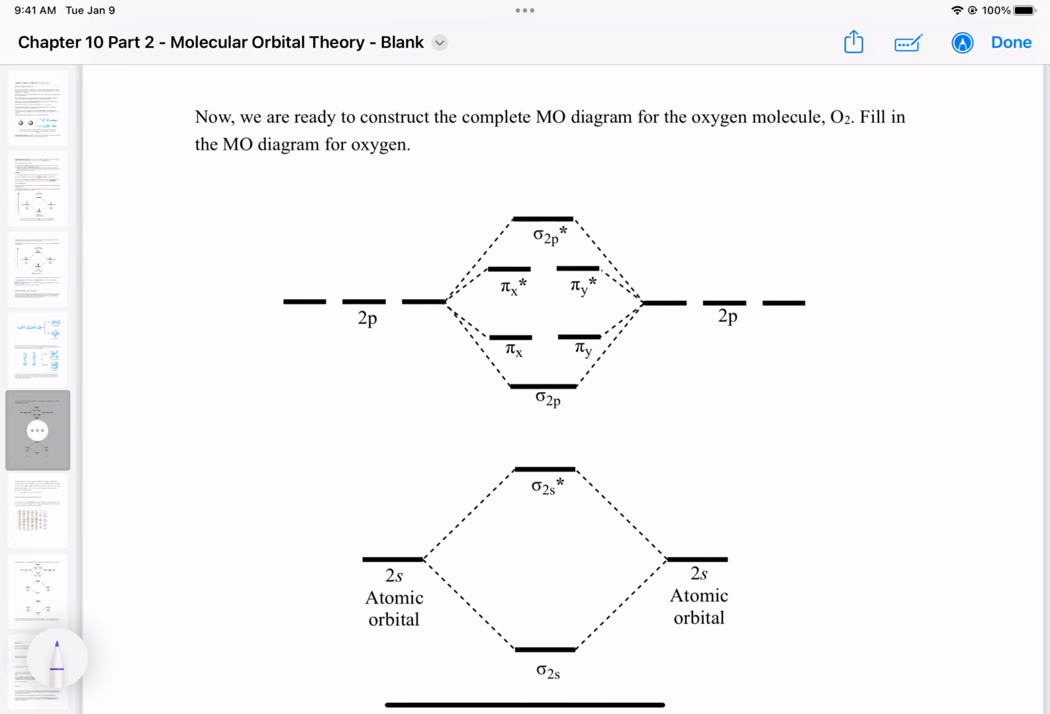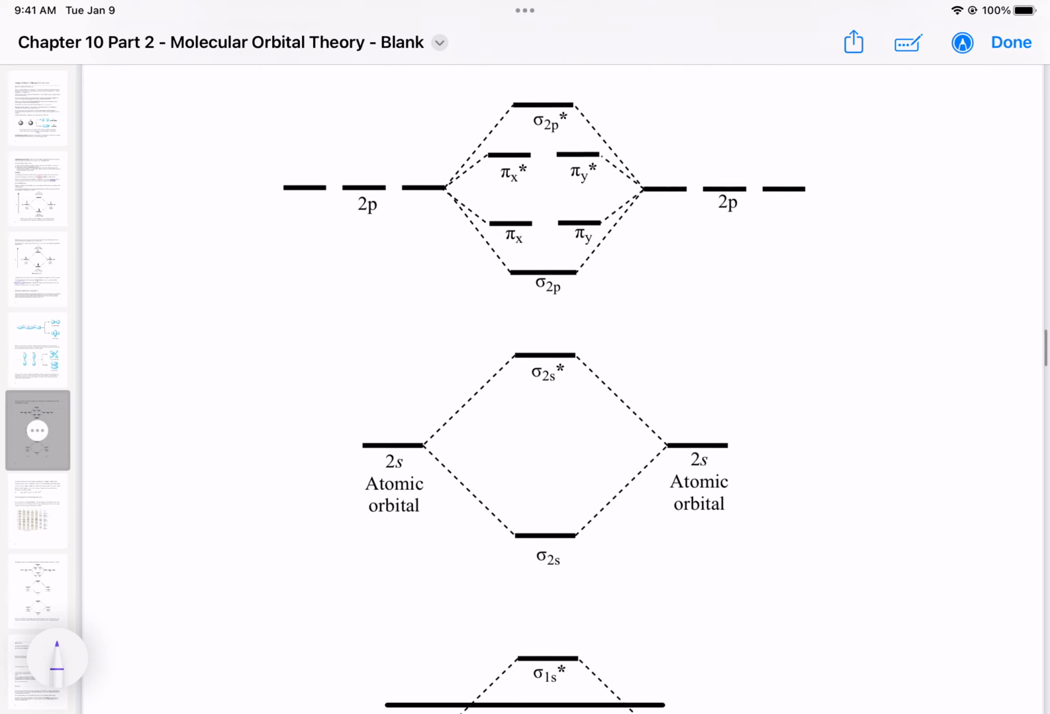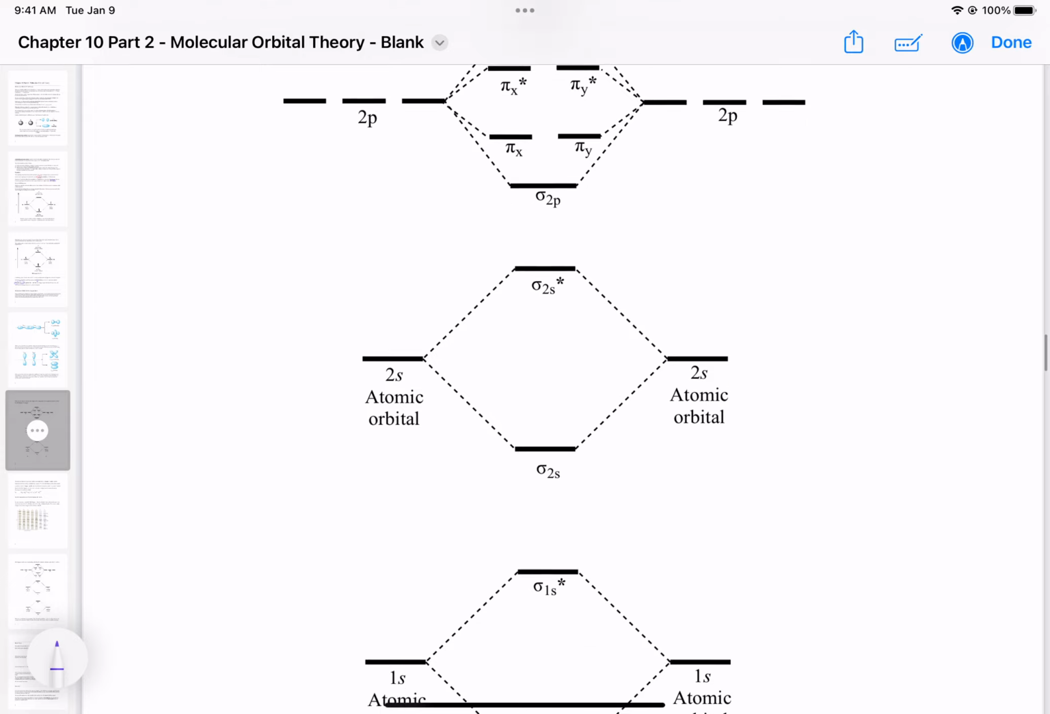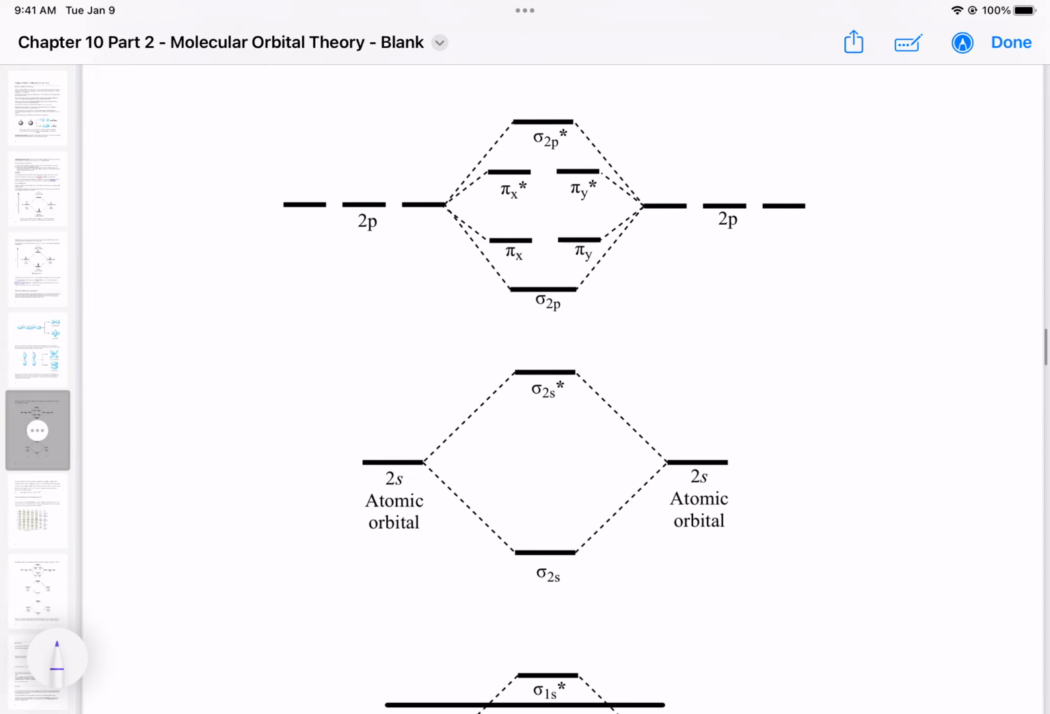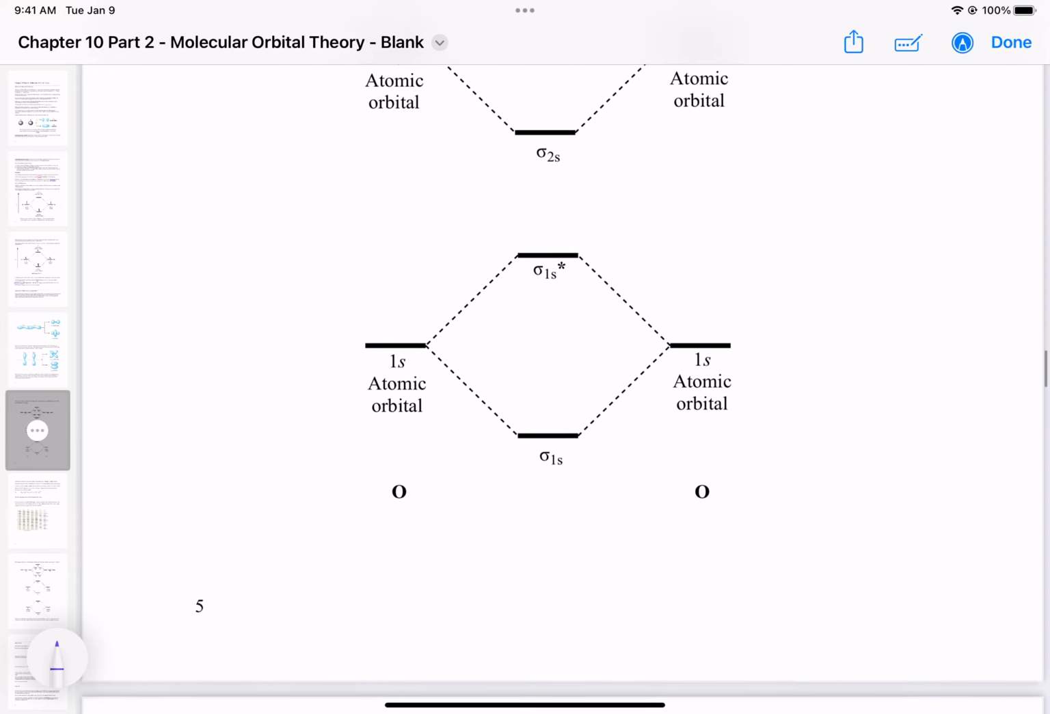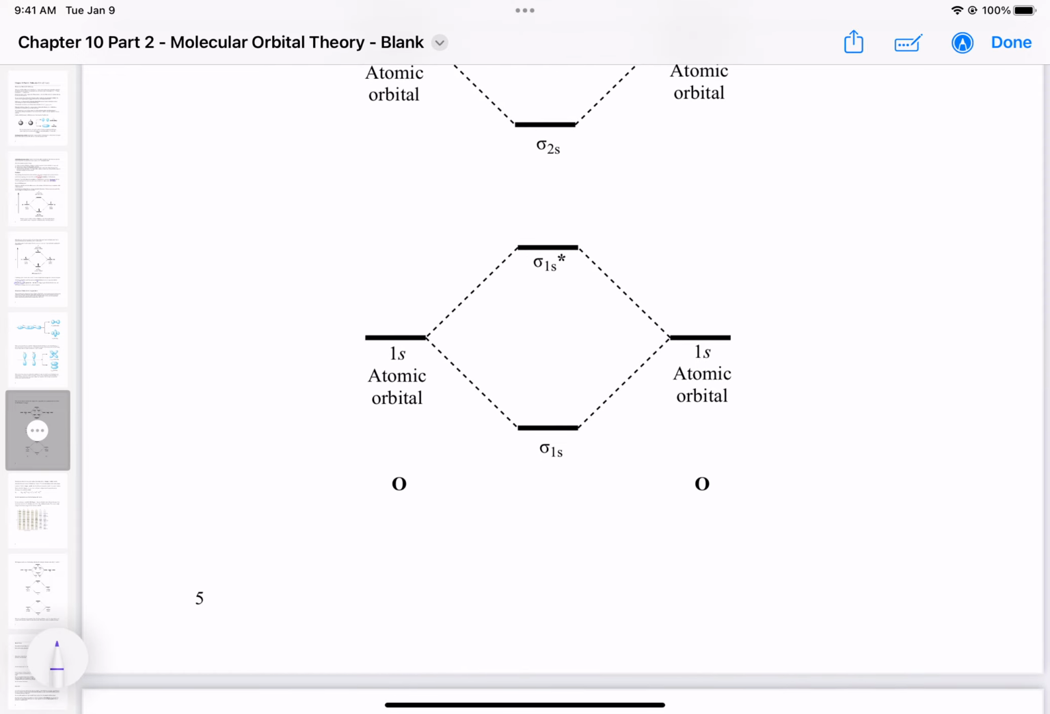So they usually orient themselves in this fashion. Since the pi bonds are not a result of direct overlap of atomic orbitals, the energy difference between the p orbitals is less because they have a smaller interaction here. Okay, and then below it is the typical picture we see for the s orbitals, 2s, then we have the 1s. So we can actually fill these orbitals here based on oxygen's configuration.